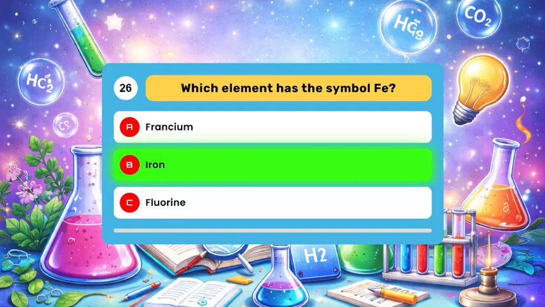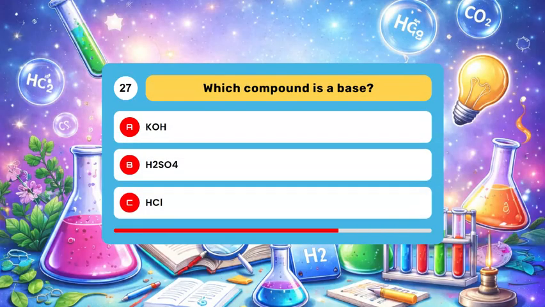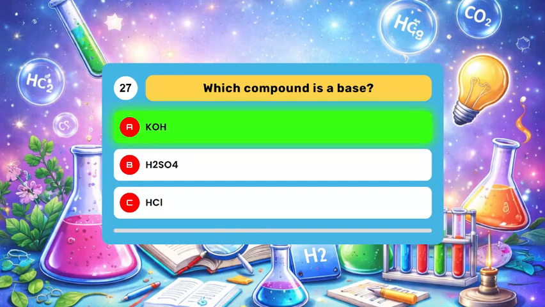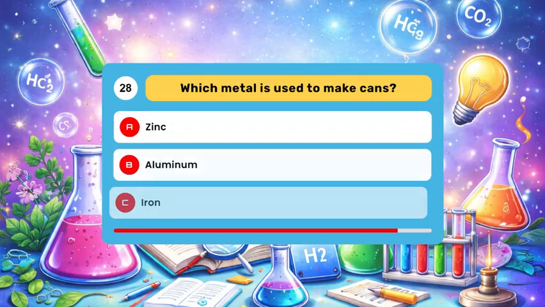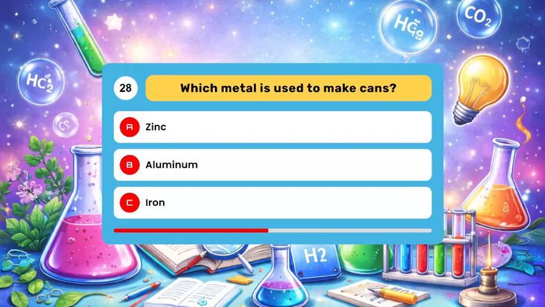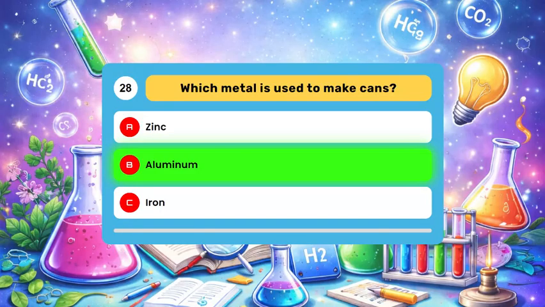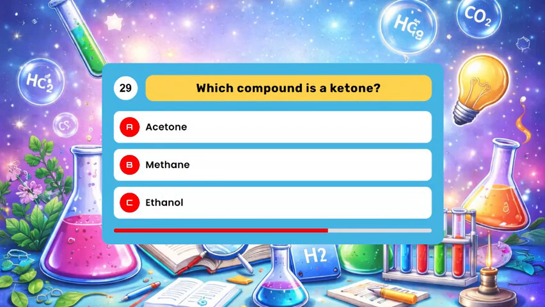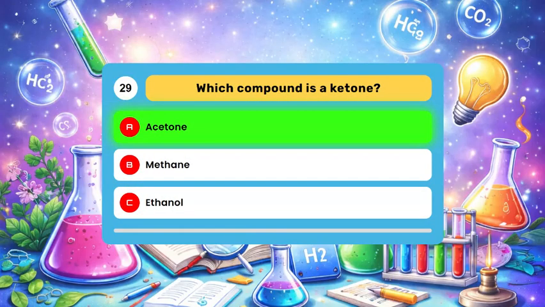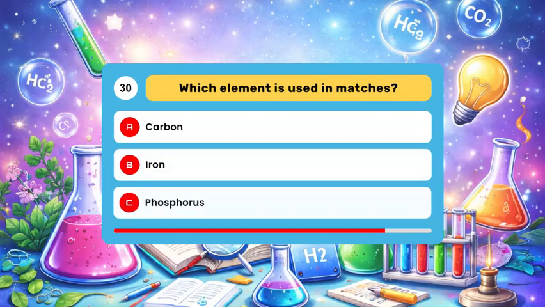Iron. Which compound is a base? KOH. Which metal is used to make cans? Aluminum. Which compound is a ketone? Acetone. Which element is used in matches?